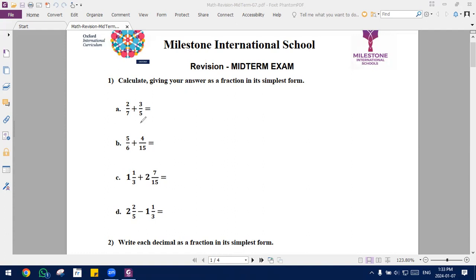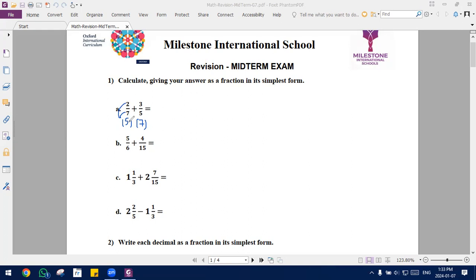If we multiply them, both can reach 35. So we multiply 7 by 5 and we multiply 5 by 7. So both of them can reach 35. Now, do you multiply only denominators or only numerator or both of them? We multiply both of them in this case to get an equivalent fraction.